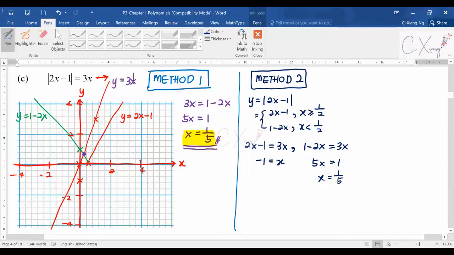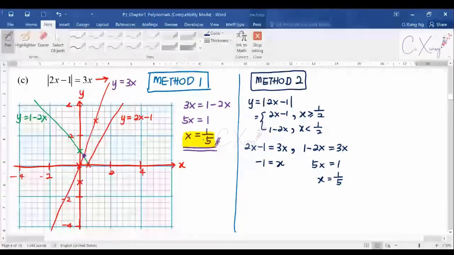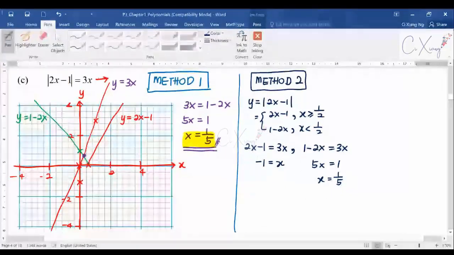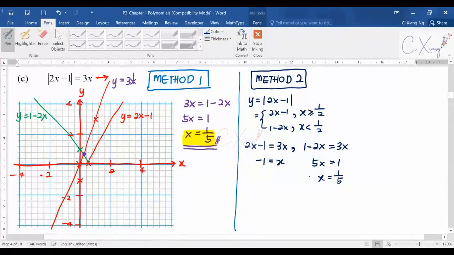Alright, so now here we have some problem already. Because from method number 1, we only get one answer. But if we are using this method, we actually have two answers here. Alright, so how can I decide which one is the correct answer?